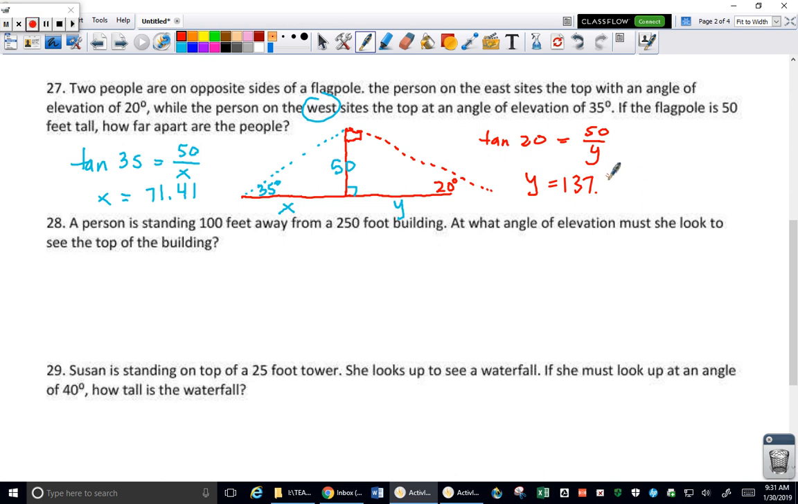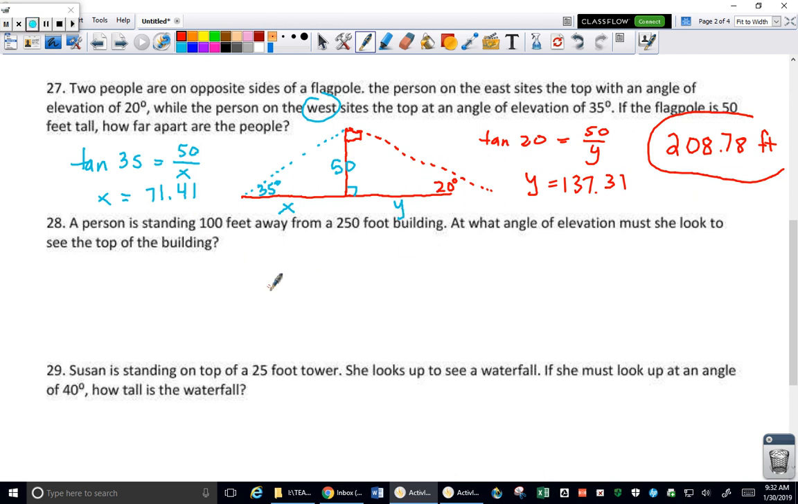Sorry, my pen is glitching. So if I add these two together, I will get the total distance in between the people, which is 208.78 feet apart. So we use tangent twice with the respective angles of elevation.